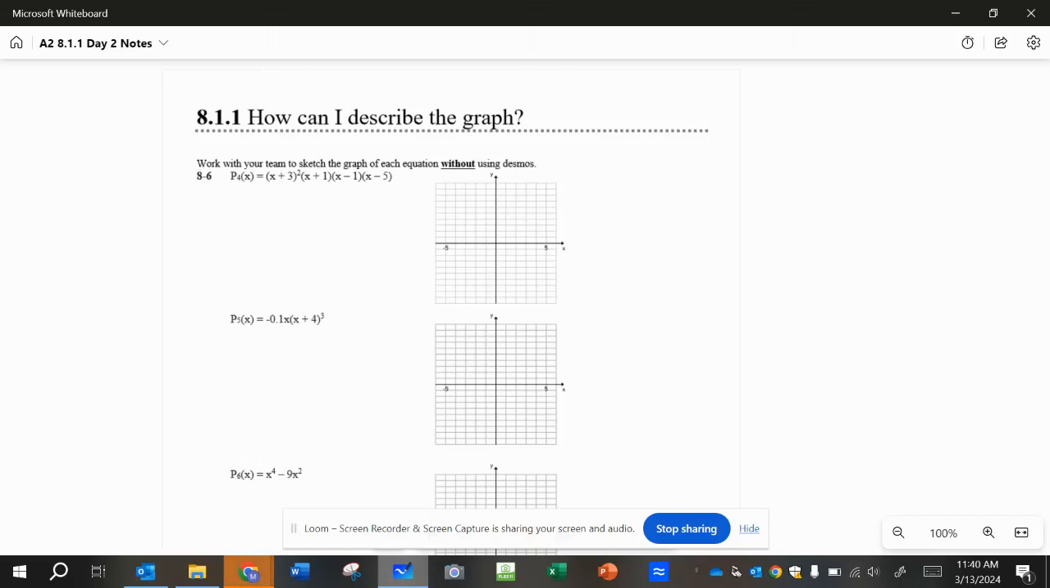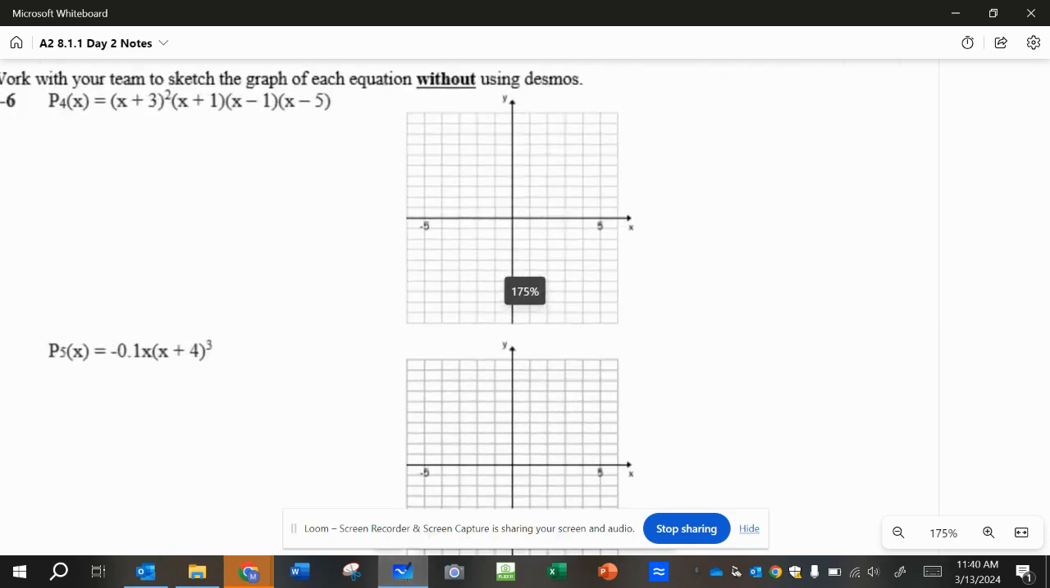Started 8.1.1 on Monday. So we are going to finish this lesson. What you are going to do, we're going to do a few of them together, and then I'm going to have you do a few on your own, and then you're going to work with a partner to graph a new equation.